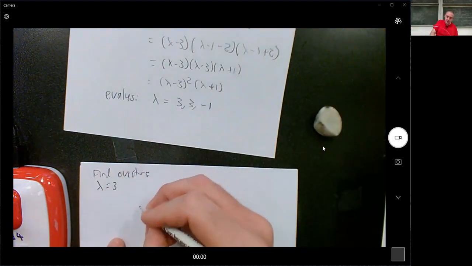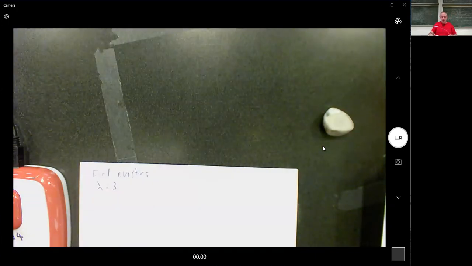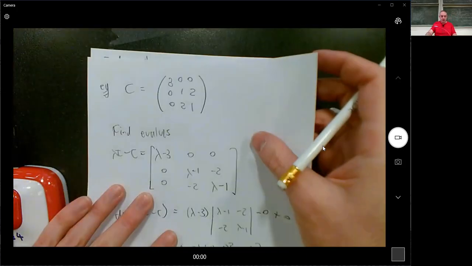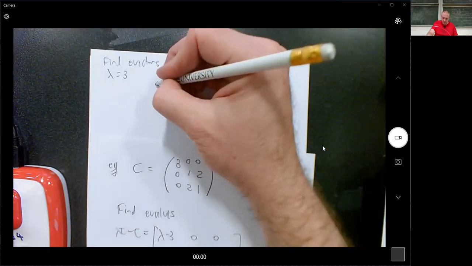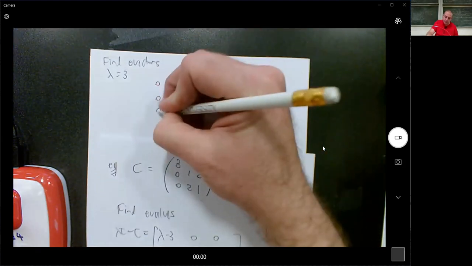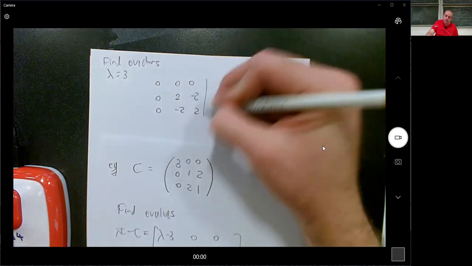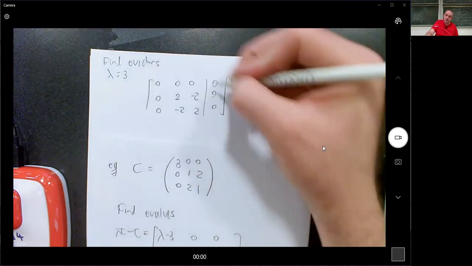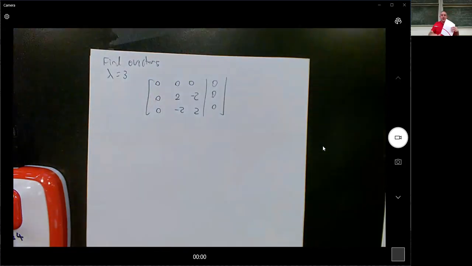So lambda equals 3, I go back to here, and I put lambda equals 3 into this. 0, 0, 0, 0, 2, minus 2, 0, minus 2, 2. That column of zeros again, that's going to cause my free variable.